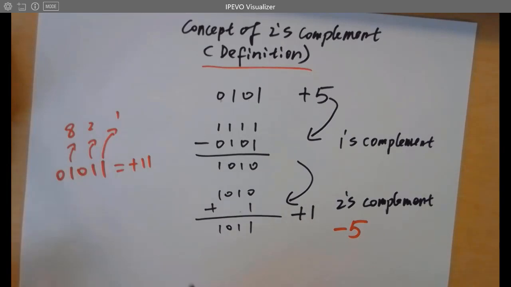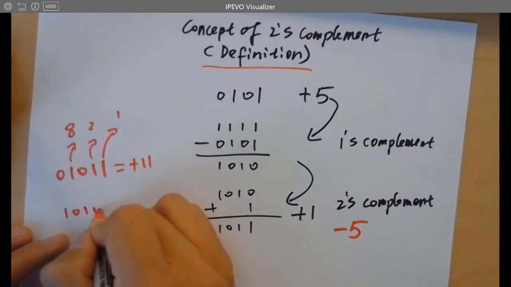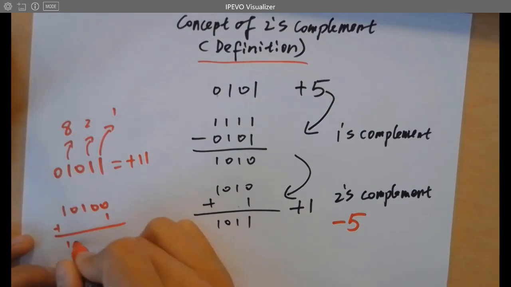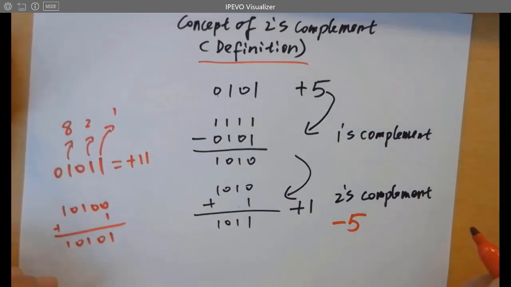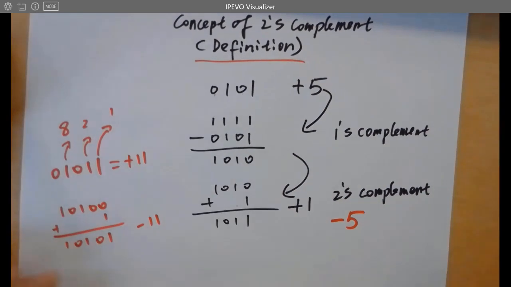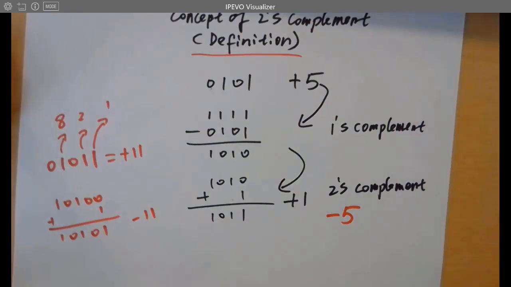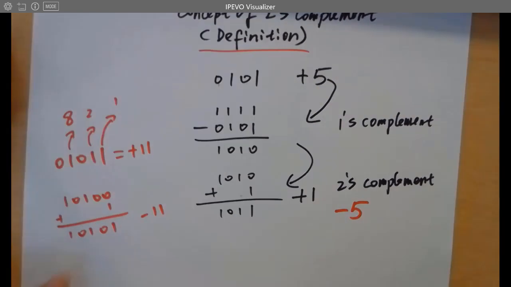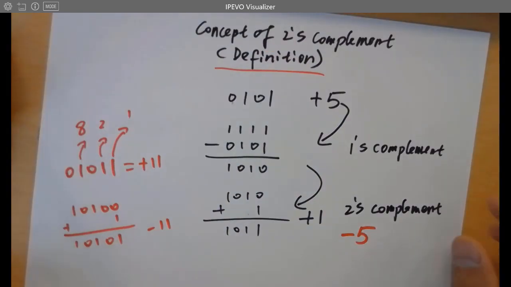So invert it first: 10100. Plus 1: 10101. That's minus 11 in 2's complement. That's really hard. There's a very easy way to do 2's complement, which I will tell you later. I invented it. Not now, I'm just introducing the definition here. Seems like it's really hard, I have to invert and plus 1.